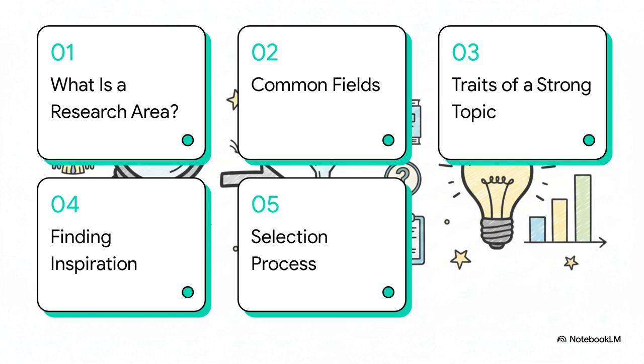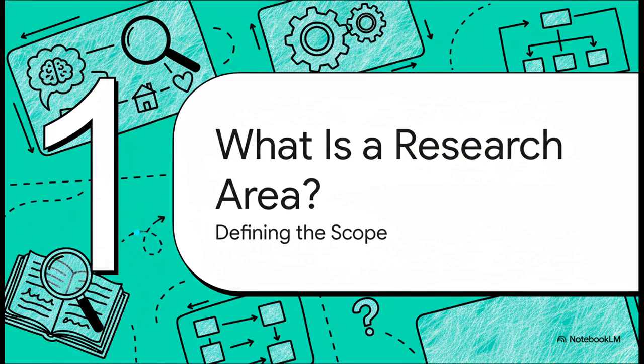Okay, here's our game plan for today. We'll hit 5 key milestones. 1. What exactly is a research area? 2. The common fields you'll encounter. 3. The traits of a truly strong topic. 4. Where to find your inspiration. And finally, 5. The step-by-step selection process to get you there. Starting right off with Part 1, what is a research area?